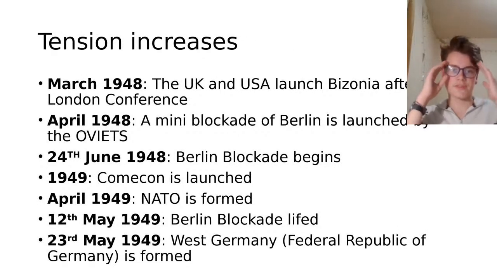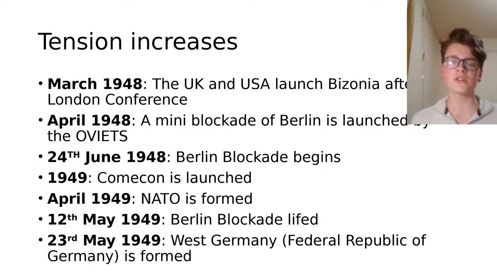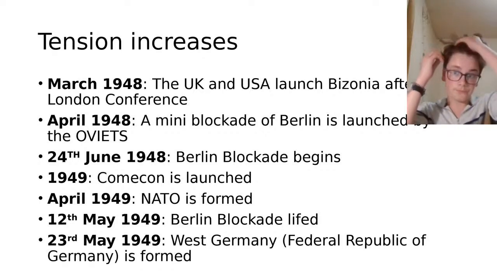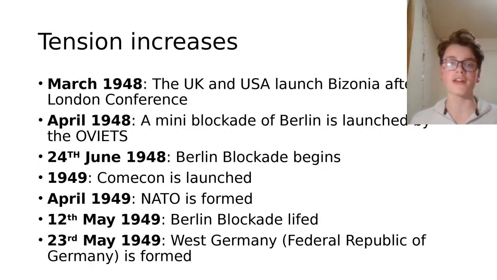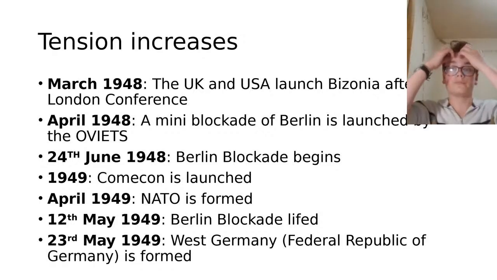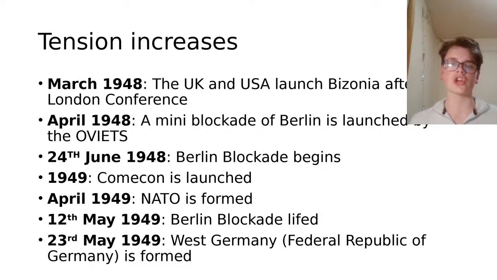But tension increases. And in March 1948, there's a London conference between UK and USA, and they come together and launch Bizonia, which is going to be the joining of their Berlin zones of occupation and their Germany zones of occupation. And now the Soviets get a little bit angry, and in April 1948, they make a mini blockade of Berlin, which is launched by them because there's another conference between UK, USA, and France to launch Trizonia, thus creating the FRG, which isn't made until a couple of months later. But there's a new currency for both West Germany and West Berlin.